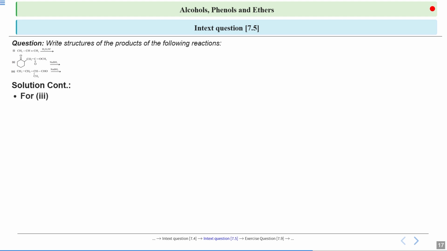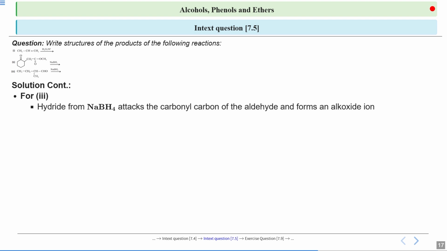Let's see now the third reaction given. Again, we have sodium borohydride in the third reaction as a reagent. So hydride again from the sodium borohydride attacks the carbonyl carbon of the aldehyde and forms an alkoxide ion, because in the third reaction the reactant is an aldehyde, right? CH3, CH2, CH3, CHO. CHO is an aldehyde, so C double bond O and H. That carbonyl carbon is going to be attacked by the hydride from sodium borohydride and gives us an alkoxide ion.